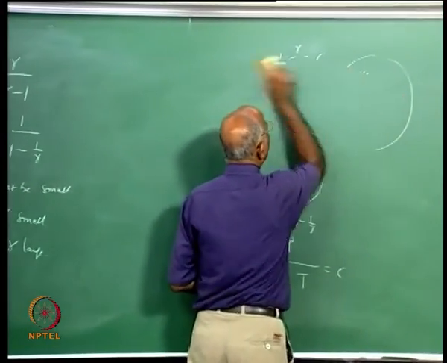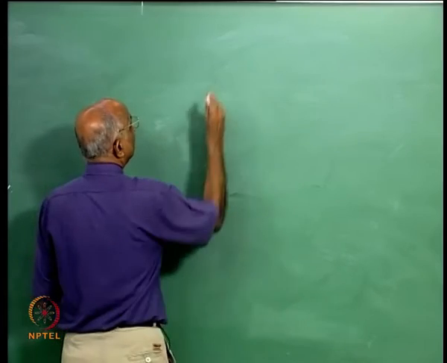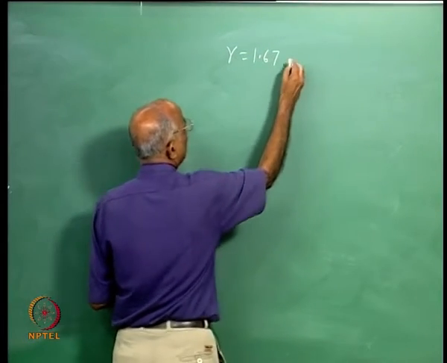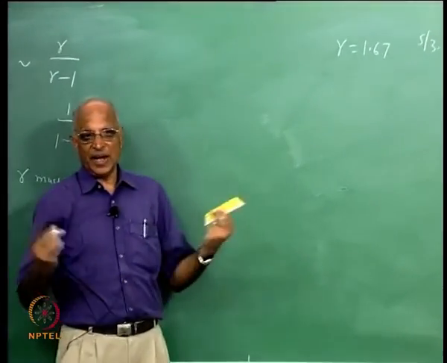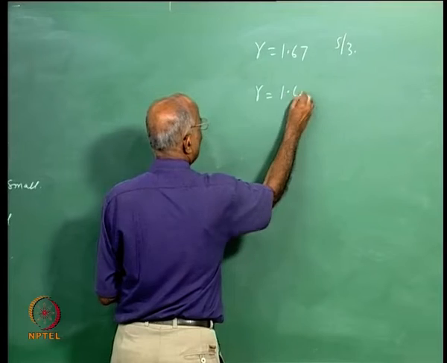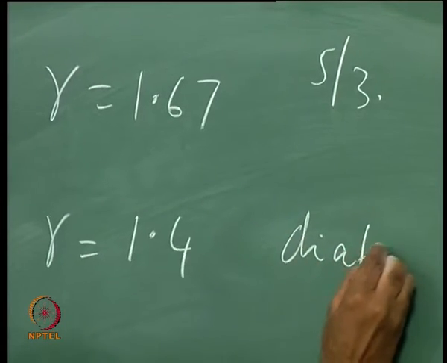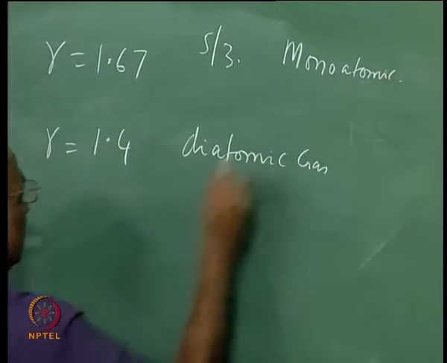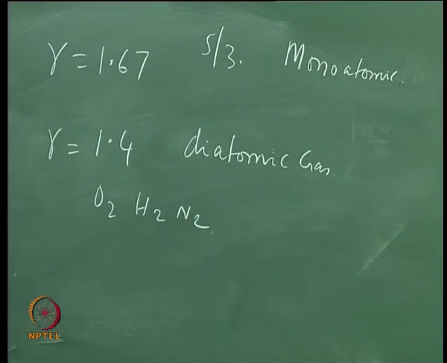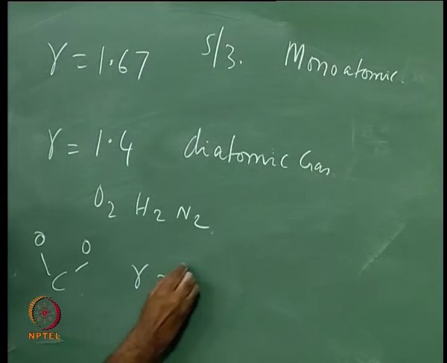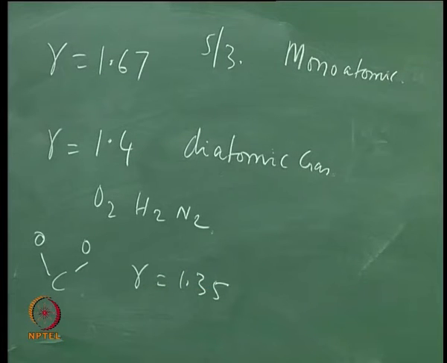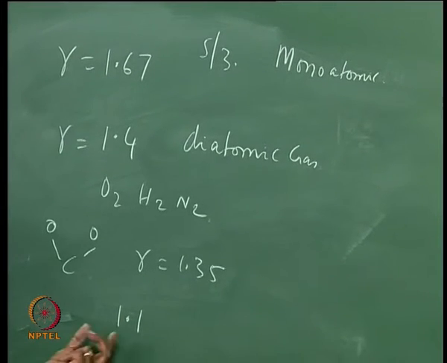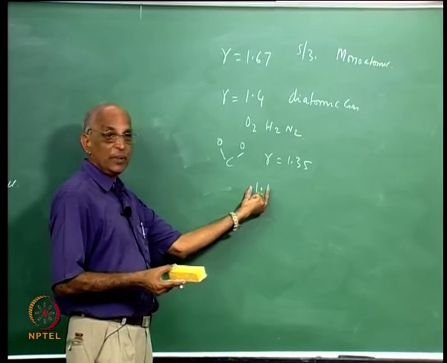Helium, which is a monoatomic gas, has a value of gamma equal to 1.67, which is equal to 5 by 3. If I take air, gamma is equal to 1.4. If I take nitrogen or oxygen, it is 1.4. It is a diatomic gas. This is true for oxygen, hydrogen, nitrogen, and all that. The gas becomes more and more complicated. Let us say CO2, gamma is around 1.35 or something, and if I make the gas extremely complicated, like a freon molecule which is used as a refrigerant, gamma is of the order of 1.1. That means as the molecular mass of the gas increases, the gamma becomes smaller.